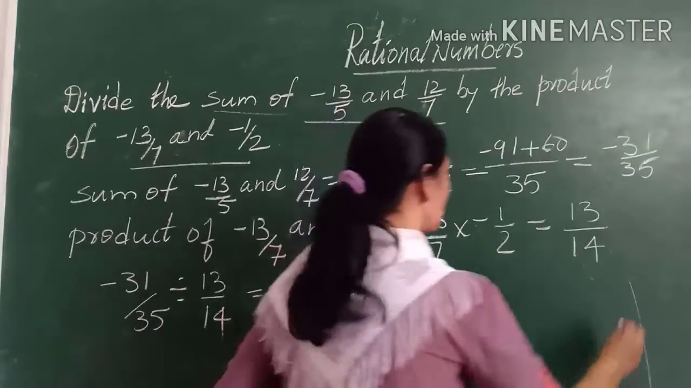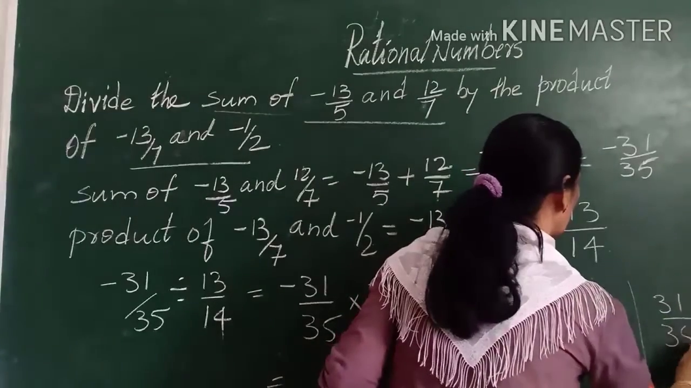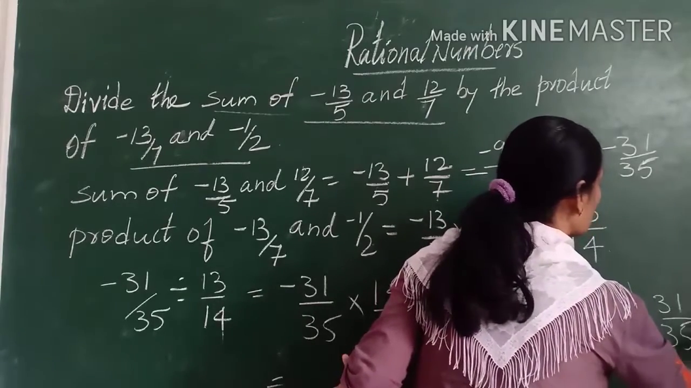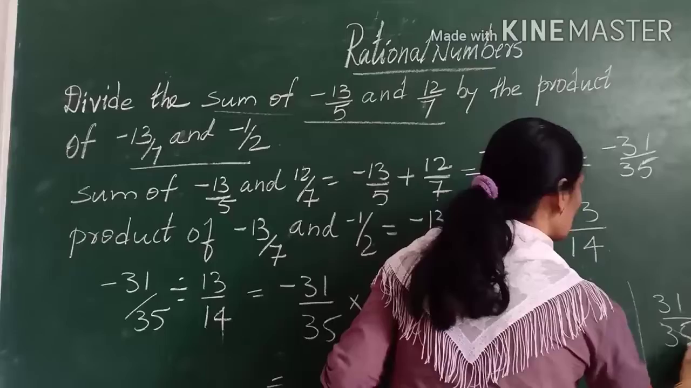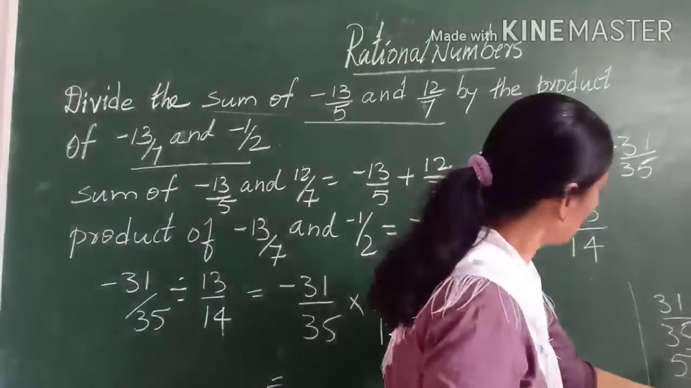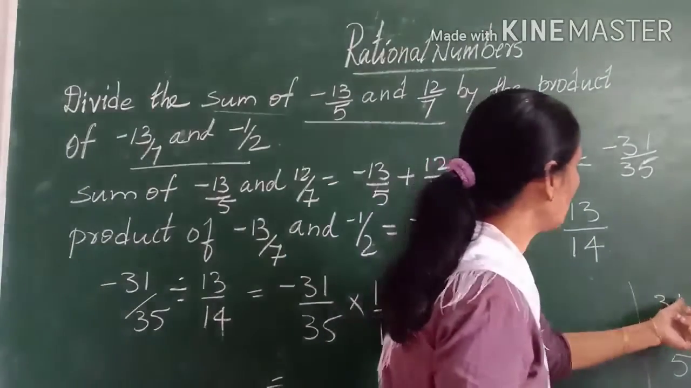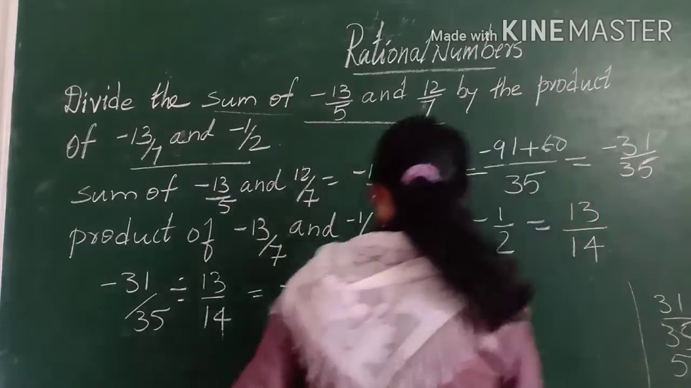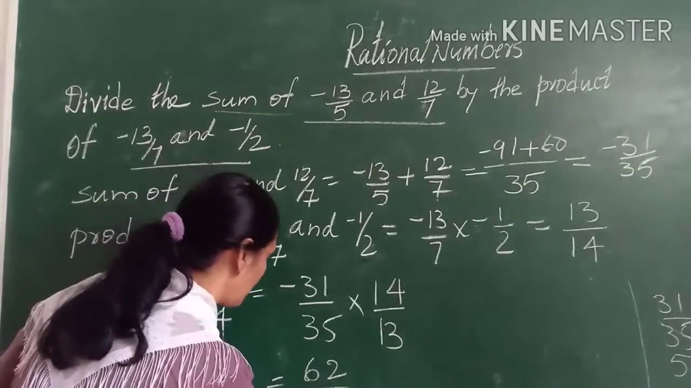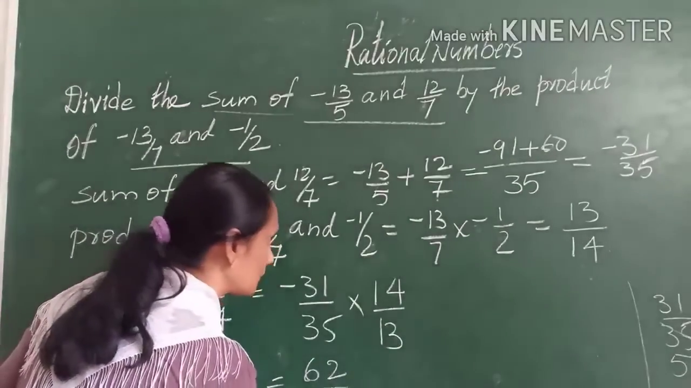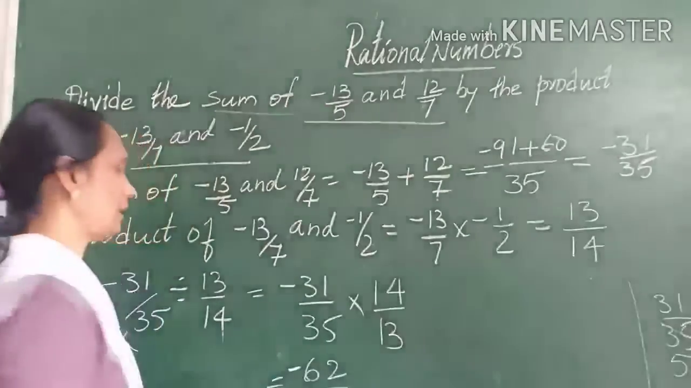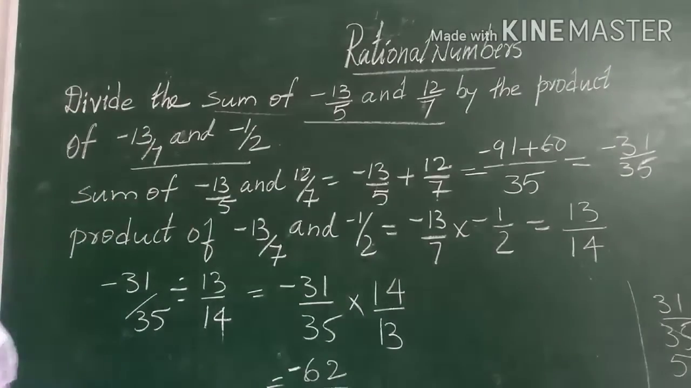Okay. 31 by 35 into 14 by 13. You can cancel it by 7. 7 2s are 14. 7 5s are 35. Okay. Now 31 into 2, there is no other possibility for division. So 31 into 2, there are no common factors. So it is equal to 62 by 13 5s are 65. And what is it? Minus into plus, that means minus. So what is our answer? Minus 62 by 65 is the answer.